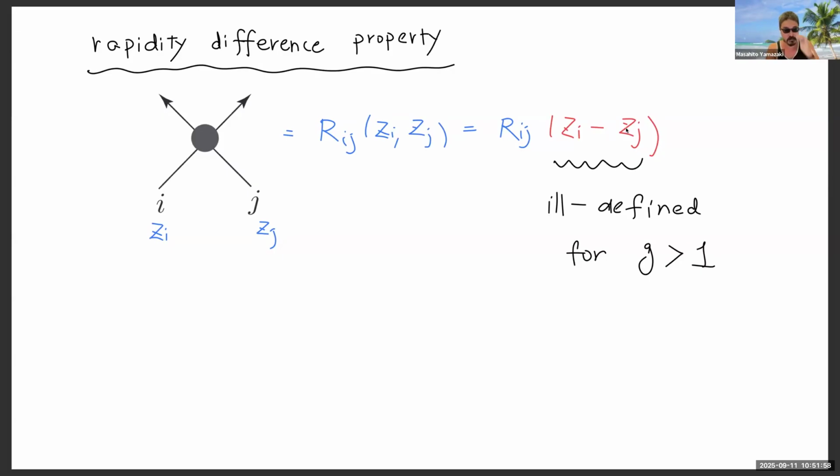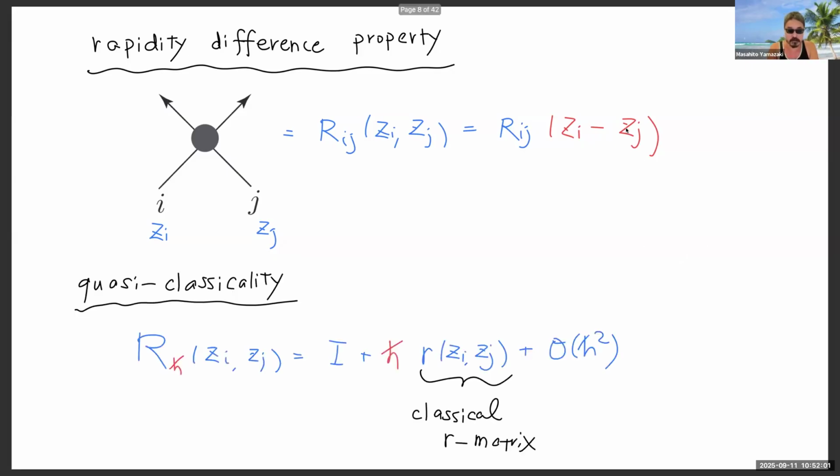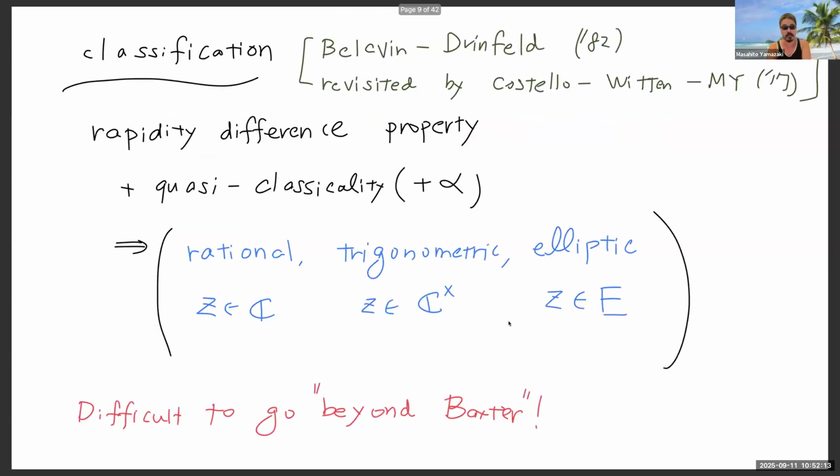And in fact, this rapidity difference property is reasonably strong, so you can impose extra conditions. For example, you can impose quasi-classicality: impose the condition that there is an h bar, and the R matrix starts with the identity operator. Then there is a nice classification by Belavin and Drinfeld. With some extra assumptions, they could prove that all the solutions to the R matrices are either rational, trigonometric, or elliptic. And of course, the elliptic case was the case discussed by Rodney Baxter. So it turns out that it's actually very difficult to go beyond what Baxter has achieved already.